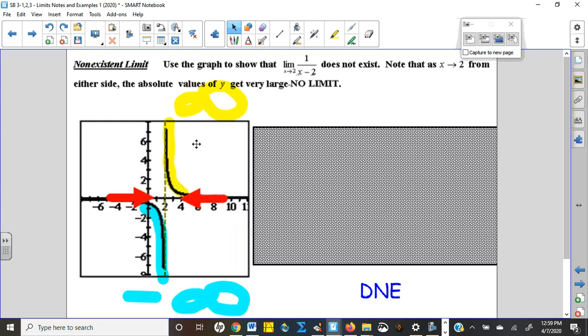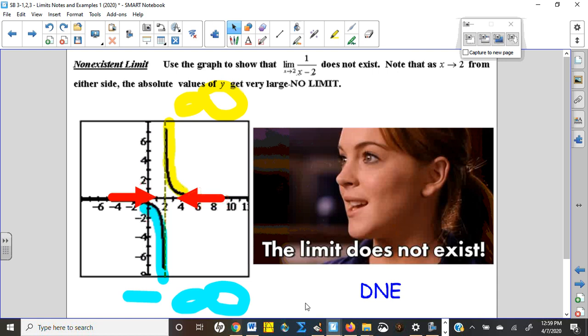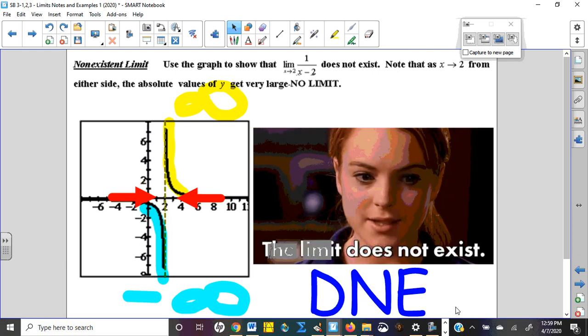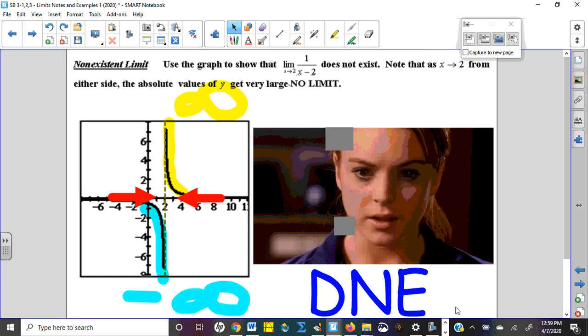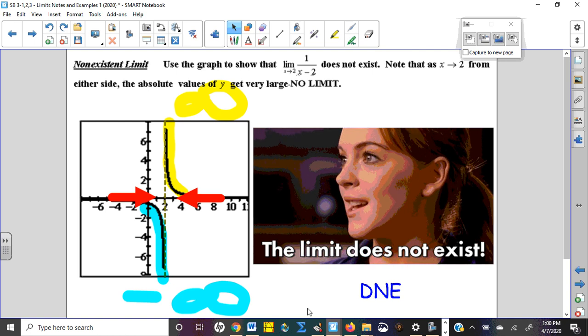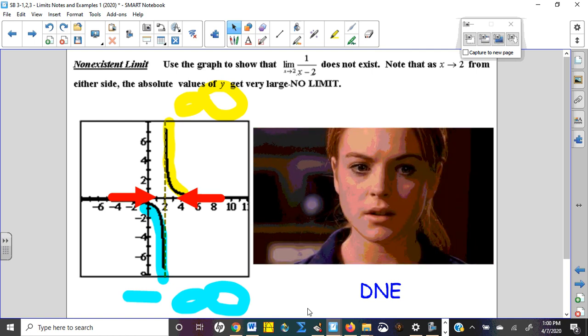But more significantly, infinity is not a real number. And if you go back to the first page of your notes, the definition tells us the limit L must be a real number. And here we do not get a real number. Okay, we get arbitrarily large values. And so the limit does not exist. DNE is the short way of saying that. DNE, does not exist. That's how you would say that this value has no limit. It does not exist. Okay.